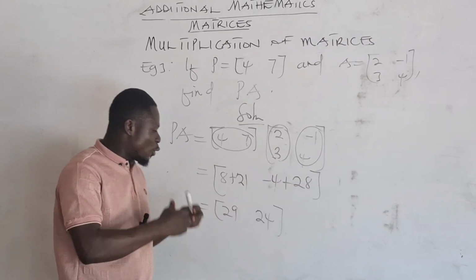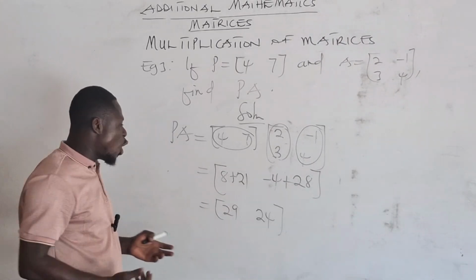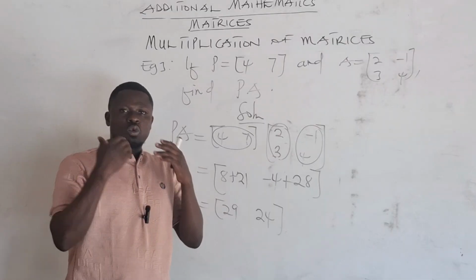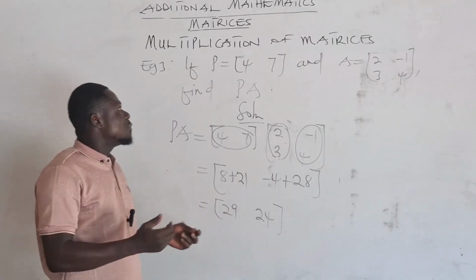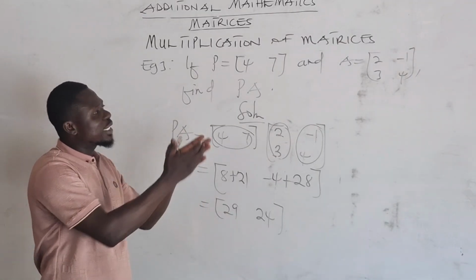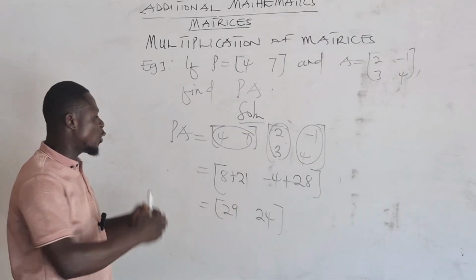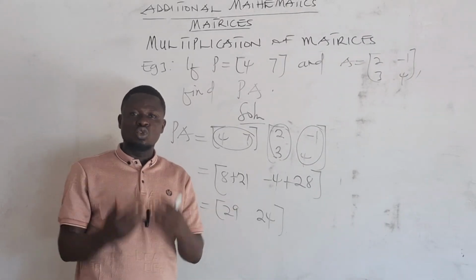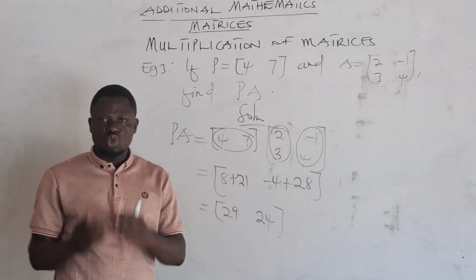We are having a result which is in the form of a 1 by 2 matrix. We multiplied a 1 by 2 matrix by a 2 by 2 matrix, and the result is a 1 by 2 matrix, 1 row, 2 columns.